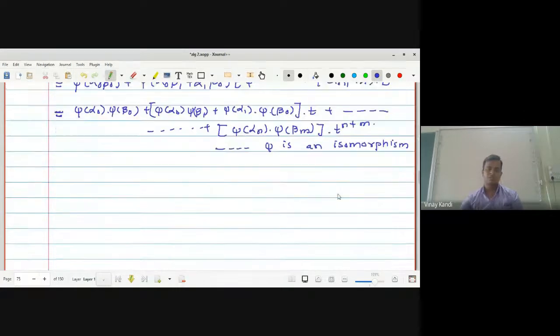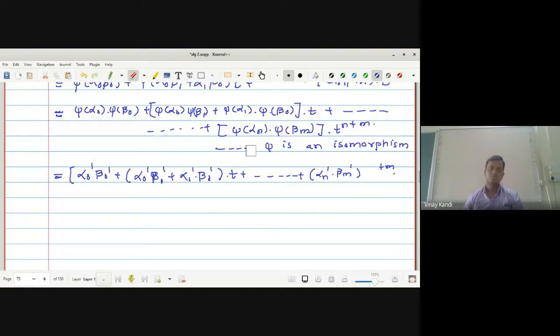So this implies, by the definition of psi, what we have: alpha naught dash beta naught dash, plus alpha naught dash beta 1 dash plus alpha 1 dash beta naught dash into t, up to so on, alpha n dash beta m dash into t raised to n plus m.